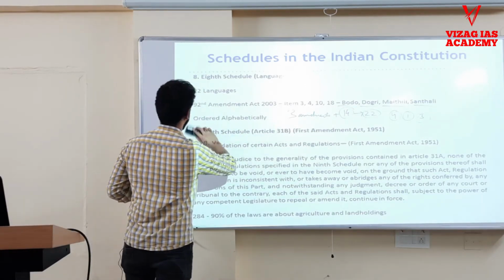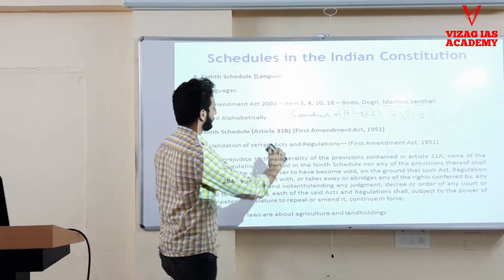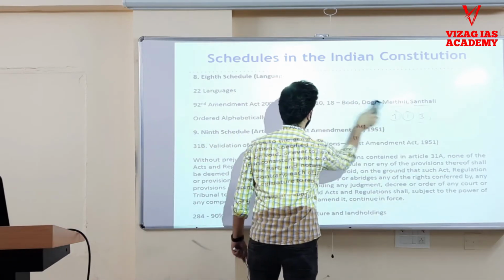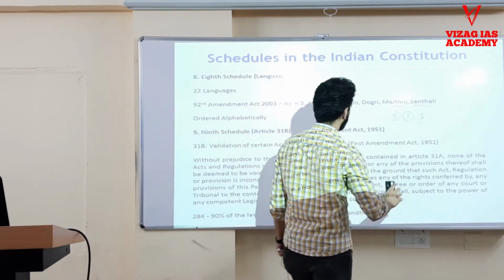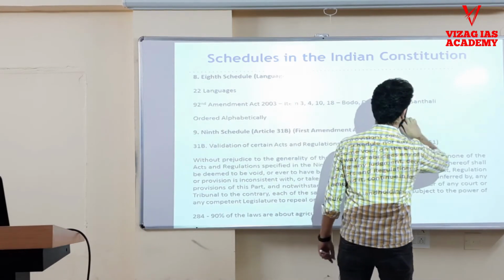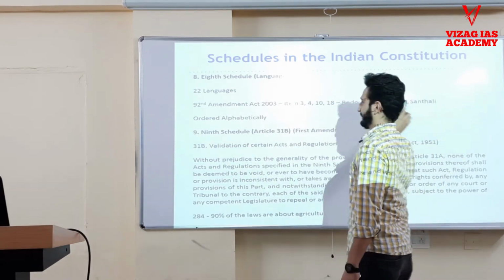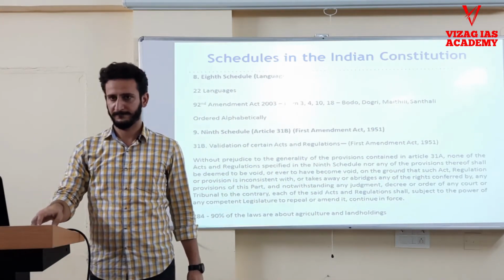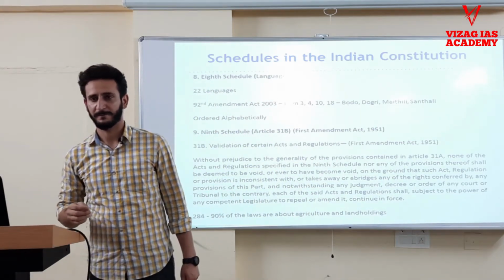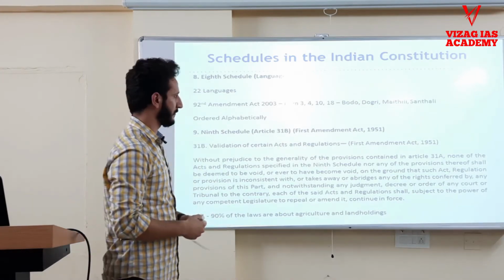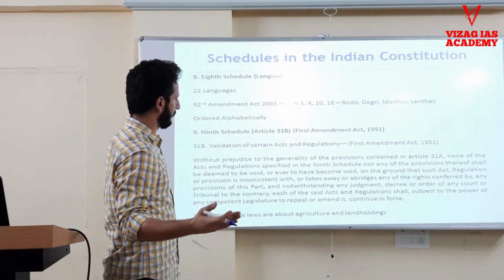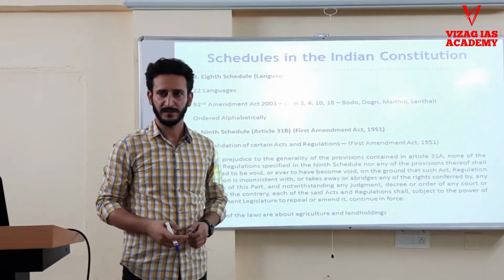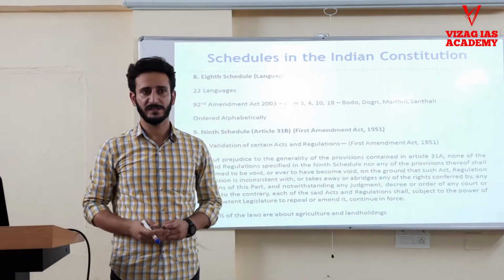Is there somewhere you can find many of these languages written right in front of you? You said the recent amendment is in 2003, but here it is mentioned 2011. What's that? For Oriya, they have changed it to Odia. Wait, how many Amendment Acts, only one? How many languages are there then?